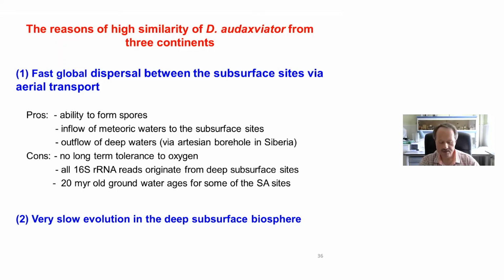But there are also opposing observations. The first is the absence of long-term tolerance to oxygen, both of vegetative cells of the Sulfurudis and spores. Then, all 16S rRNA reads of the Sulfurudis in all databases originate from deep subsurface sites. In spite of the huge amount of data from marine environments and soils, no Sulfurudis 16S rRNA were found in such environments. And the last is the data that groundwater age at some South African sites is up to 20 million years, which is much more than spores can survive.